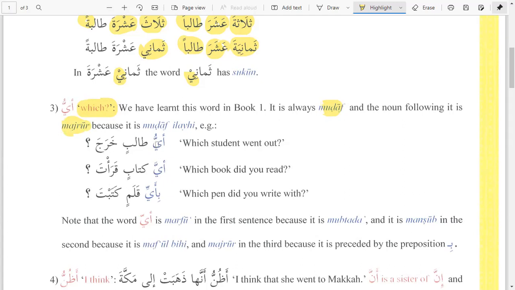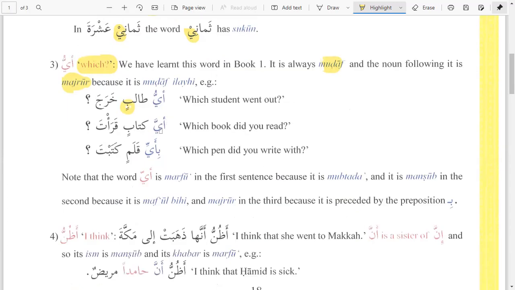Ayu talibin, which student? Talibin is mudaf ilayh and it is majroor here. Ayu talibin kharaja, which student left or went out. The noun following ayu is mudaf ilayh and it is majroor here. If it is mansoob, we will say ayya. Ayya kitabin. Kitabin is mudaf.